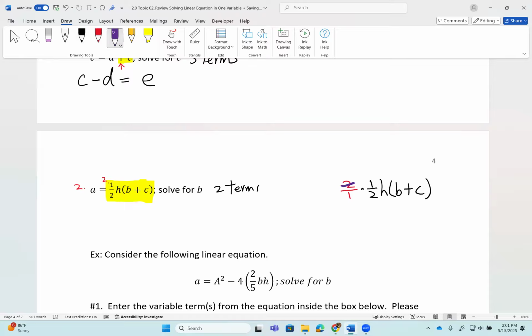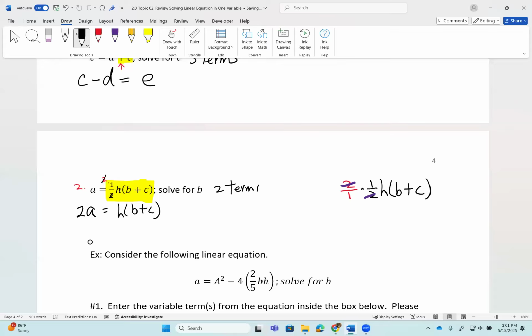The top two, bottom two cancels out. So that would just be H times B plus C. The other side is 2 times A, 2A.